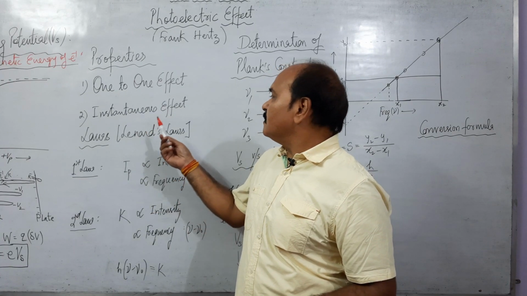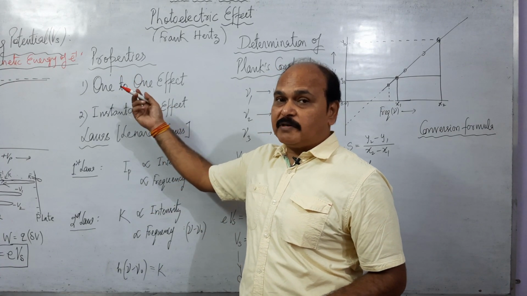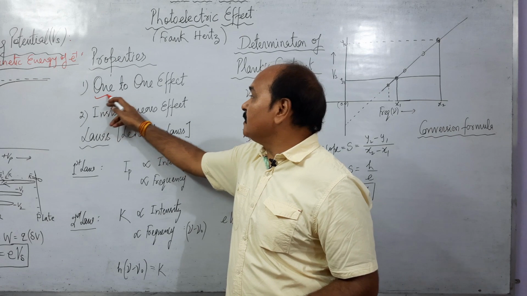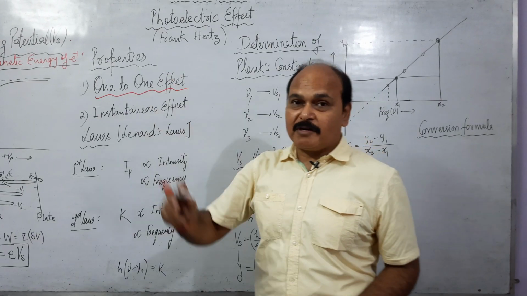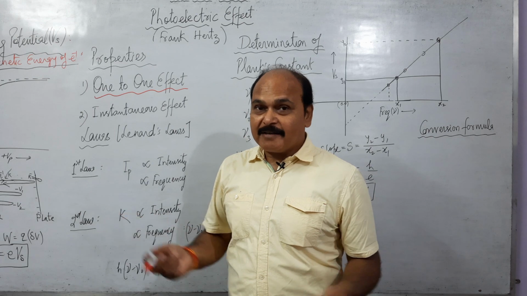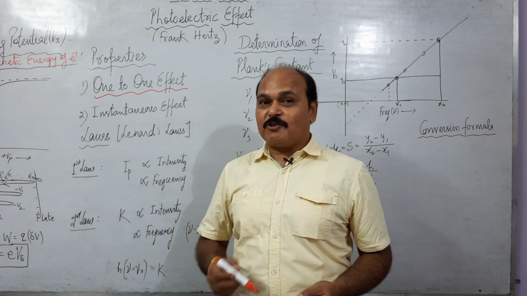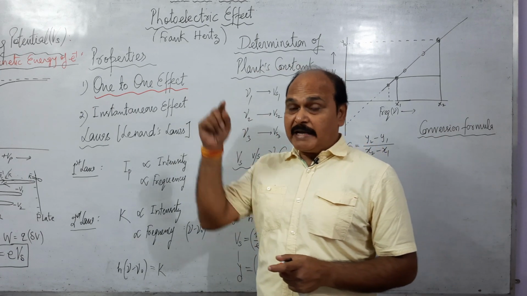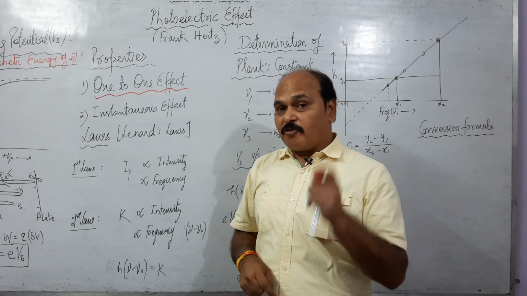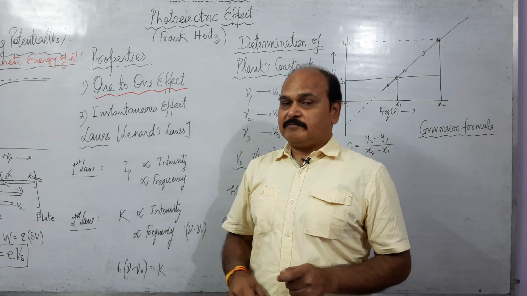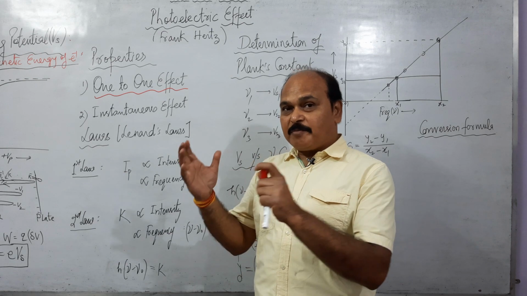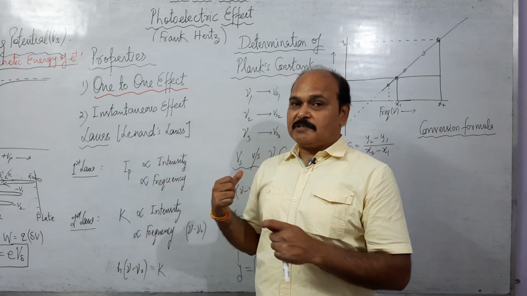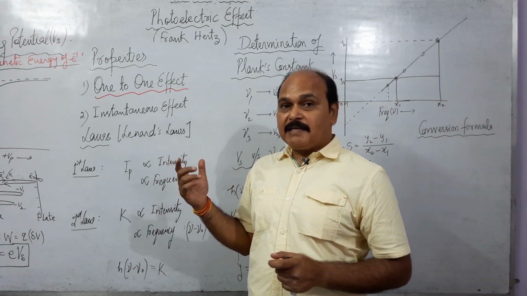So children, let us know the properties of photoelectric effect. Property number 1, photoelectric effect is a one-to-one effect. Very, very important. What is the meaning of the fact that photoelectric effect is a one-to-one effect? It simply means a photon incident over a photosensitive surface causes emission of an electron only. So as many photons are falling over the surface, the same number of electrons are emitted from the surface, whatever may be the energy of the incident photon.